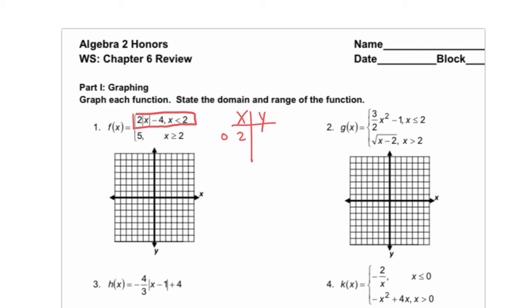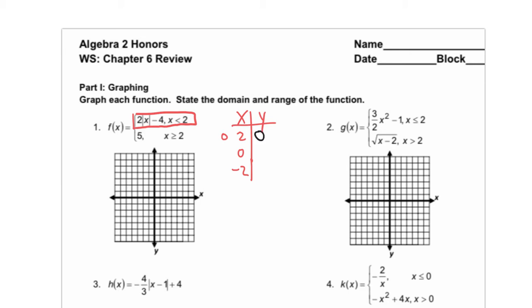Another thing we could do is recognize that this function is true for all x values less than 2. So it's not the worst idea in the world to maybe investigate the x value of 0, and it's not the worst idea in the world to investigate the x value of -2 either. Now, when x is 2, we've got 2 times the absolute value of 2, which is 4. 4 minus 4 is 0.